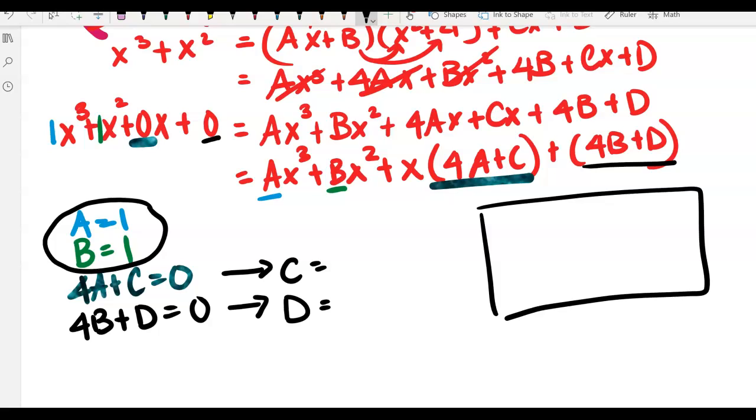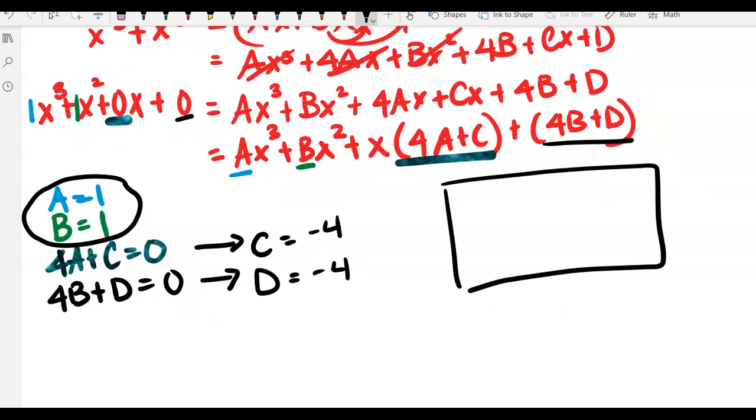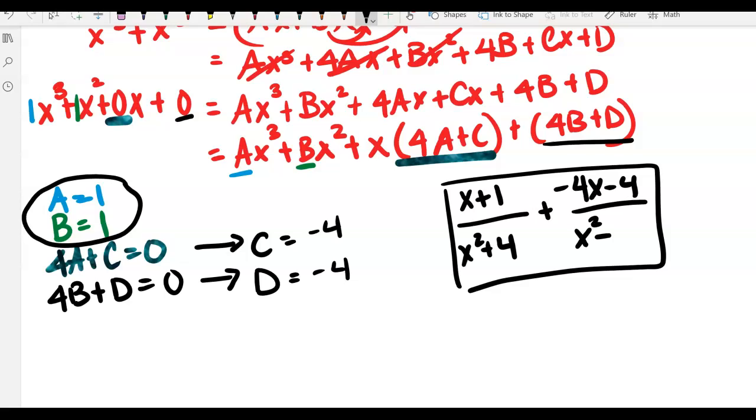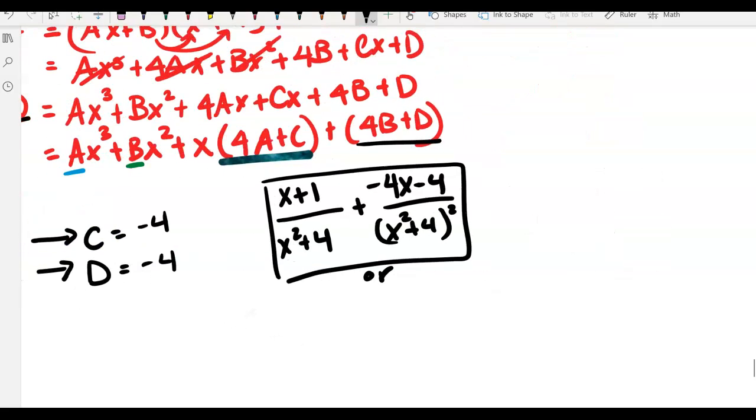Eve, what did you end up with for C? -4. Brayden, D? -4. All right. Final answer then. Brooke, what's your final answer? x plus 1 over x squared plus 4, then minus 4x minus 4 over x squared plus 4 quantity squared. Yep. Would you guys agree that that should be equivalent to?